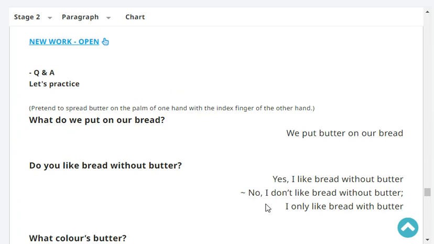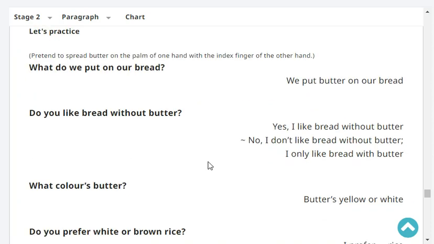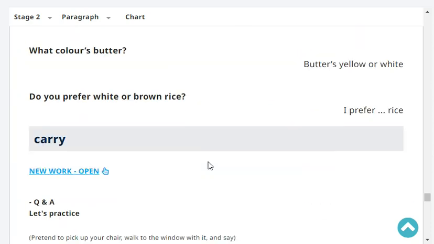What do we put on our bread? We put butter on our bread. Very good. Do you like bread without butter? Yes or no? No, I don't like bread without butter. I only like bread with butter. Very good. What color's butter? Butter's yellow or white.